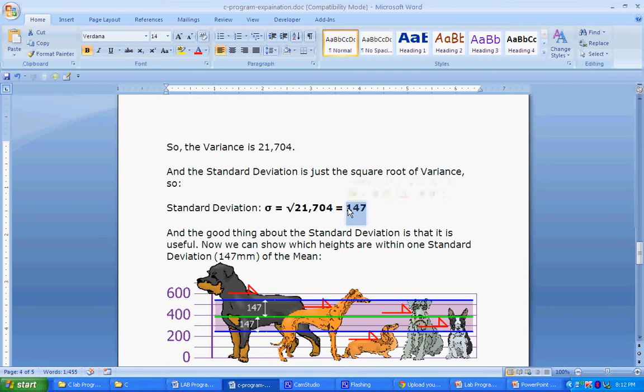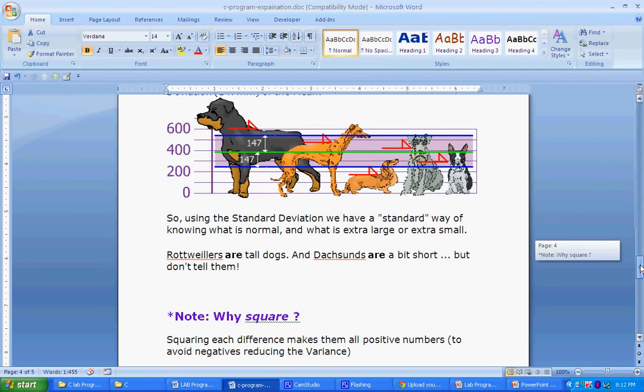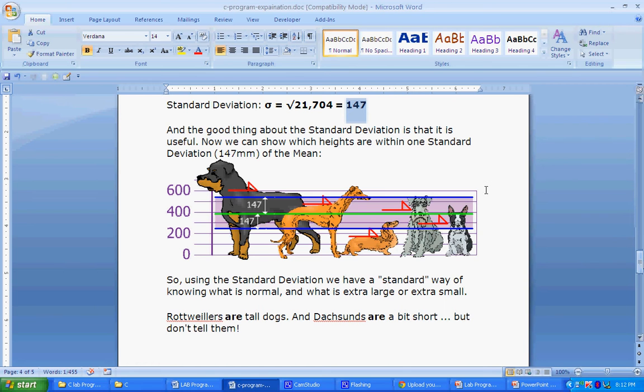This value that I got is called the standard deviation. Now you may ask, what is the use of this particular value? In the graph, we are going to use this value, which is really useful for us. The average line, the green line, is at the position 394. Above the average line, I am going to put 147. Below the average line, I am going to put 147.